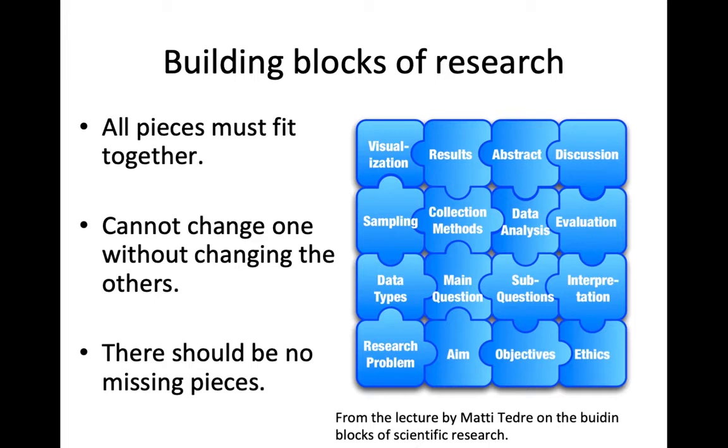The research process has a lot of building blocks. You will see that during the research you will have to define the problem, the aim of your research, objectives, then by the end write the report, write about ethics of your research, and so on. However, all the pieces of the research must fit together. You cannot change one without changing the other, and you should always have all necessary pieces.